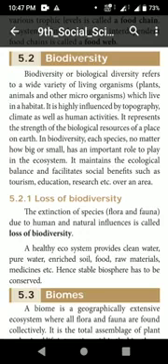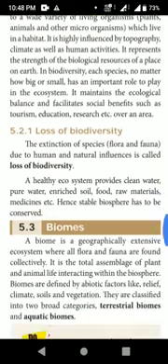Next topic is loss of biodiversity. What do you know about this loss of biodiversity? The extinction of species, that is flora and fauna, due to human and natural influences is called loss of biodiversity. There is another question also, Roman number 3, question number 4. What do you mean by this loss of biodiversity? The extinction of species due to human and natural influence is called loss of biodiversity. A healthy ecosystem provides clean water, pure water, enriched soil, food, raw materials, medicines, etc. Hence, a stable biosphere has to be conserved.